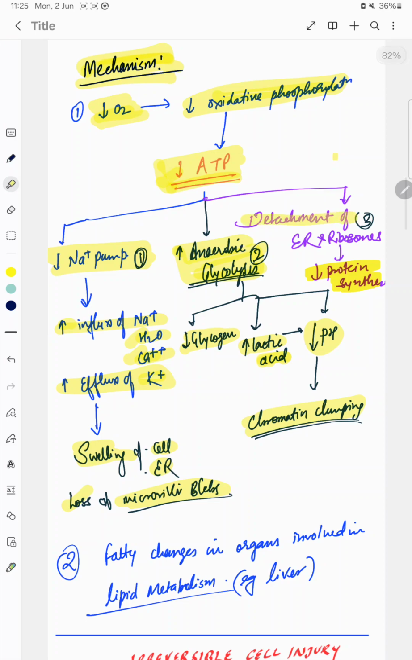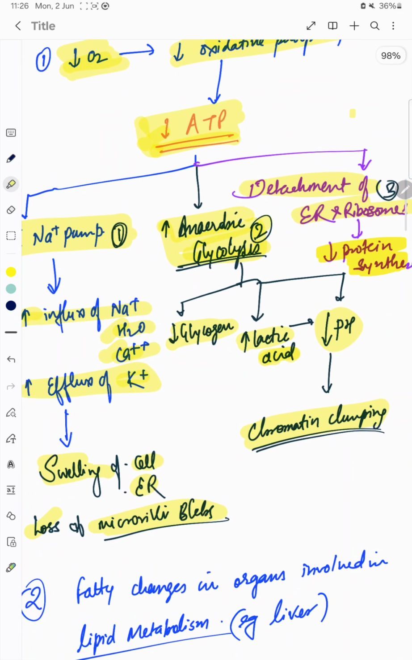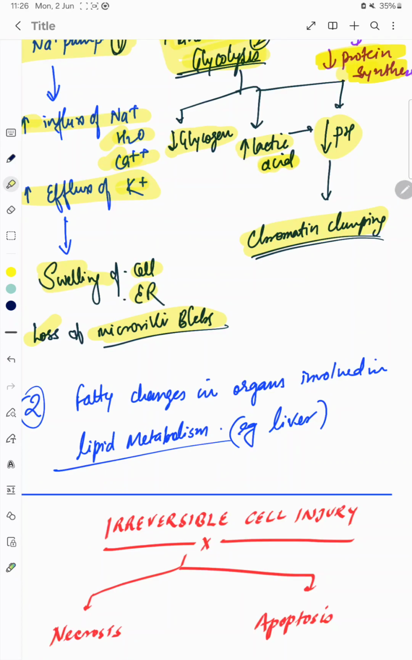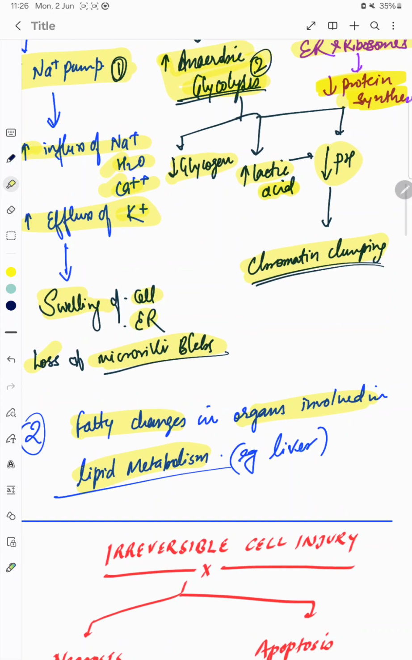The third mechanism is detachment of the endoplasmic reticulum and ribosomes, which results in decreased protein synthesis. Fatty changes in organs involved in lipid metabolism are also noted in reversible cell injury, like fatty liver.